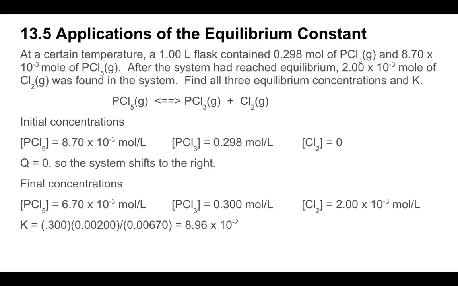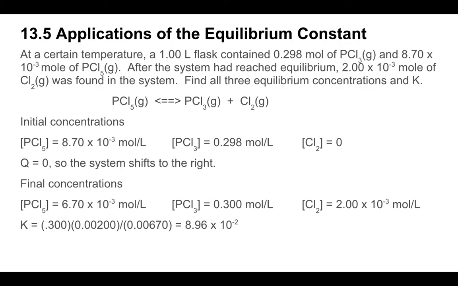If you calculate a Q for those numbers, since Cl2 is 0, you'll get a 0, which means we need to shift to the right. Now, we shift to the right enough to make 2 times 10 minus 3 moles per liter of Cl2. So if you're following on this page here, start at the right, let's work left. 2 times 10 minus 3 moles per liter of Cl2.